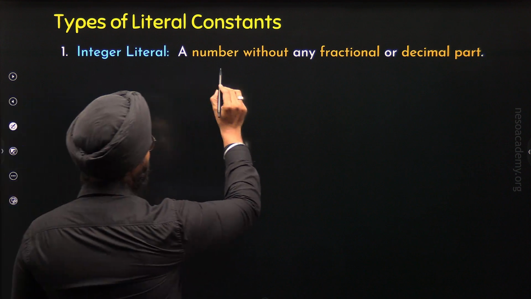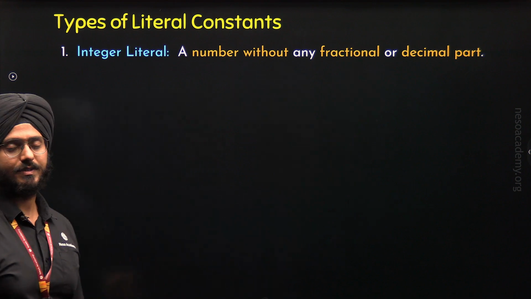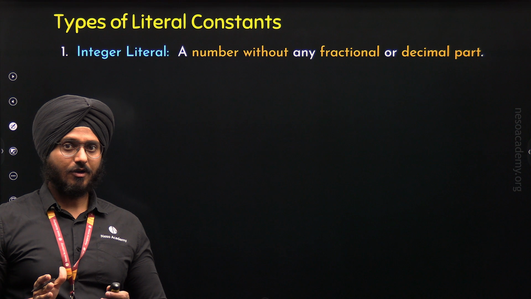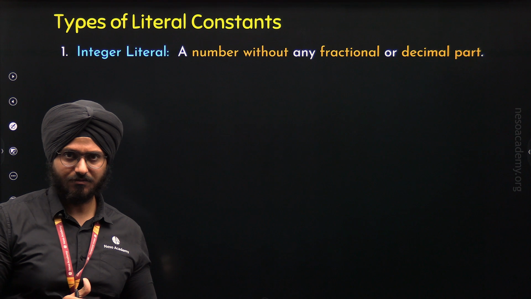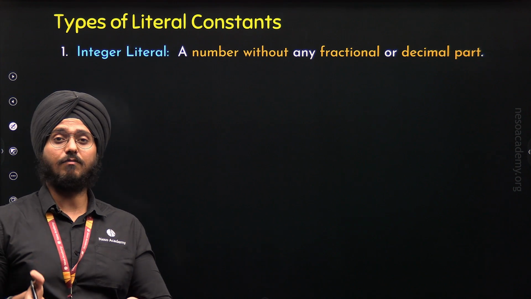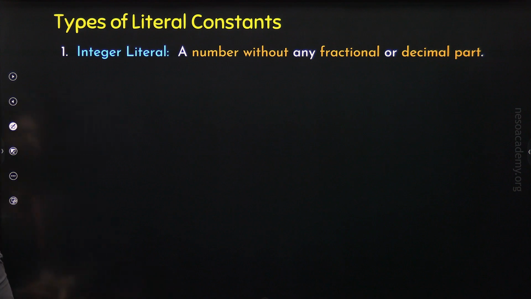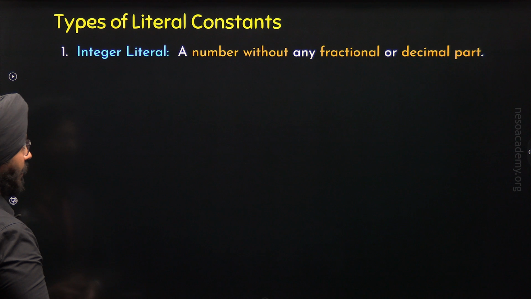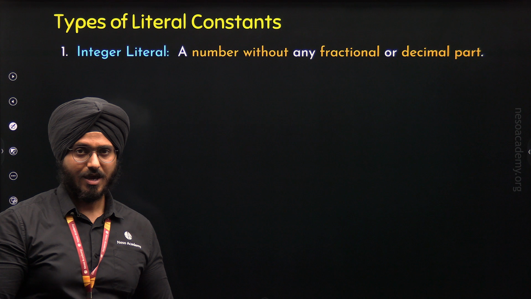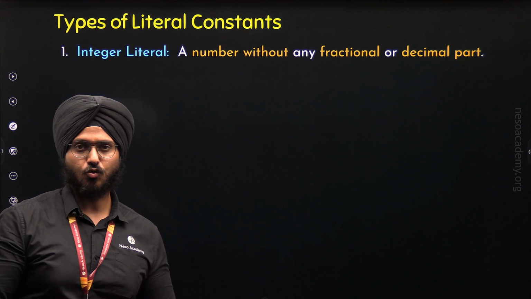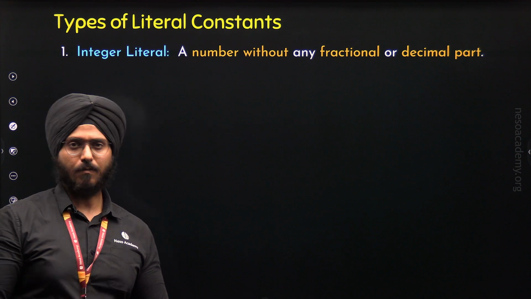An integer literal is a number without any fractional or decimal part. An integer literal represents an integer. Therefore, it does not have a fraction or a decimal point. Now, let's understand through examples how to represent an integer literal. There are multiple ways in which we can represent an integer literal. We have different notations available to represent integer literals. Let's discuss those notations one by one.